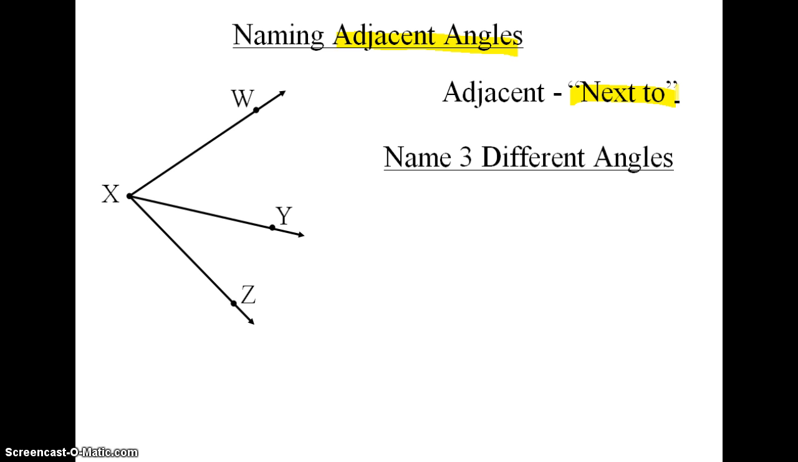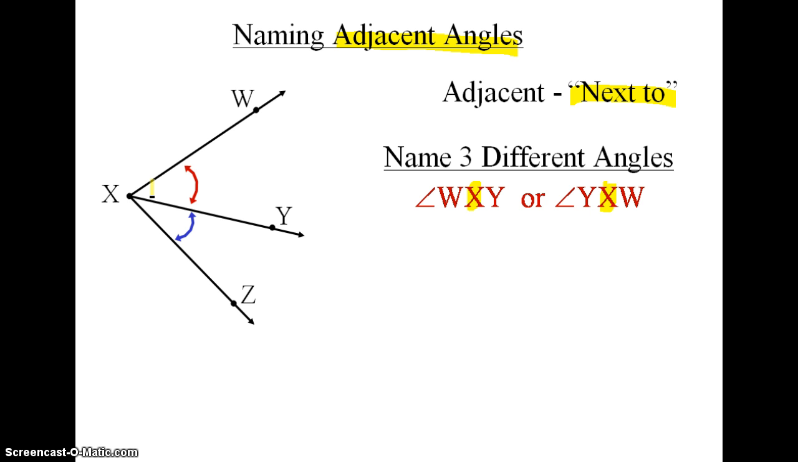Now they happen to also share a ray or share a segment. So we're going to name three different angles here that we see. That's one angle here, so that's angle WXY, or we could call it angle YXW, and again notice the X in between those three letters, so that's angle X, but specifically this angle. Otherwise angle X might look like any other angle.